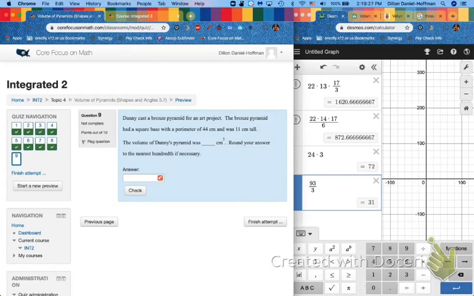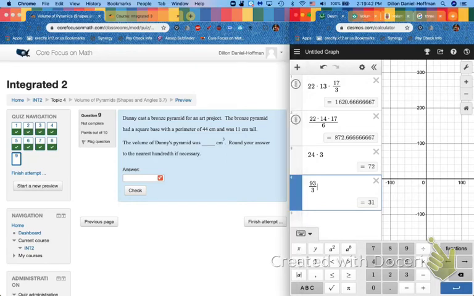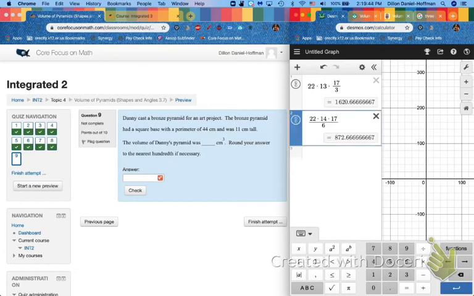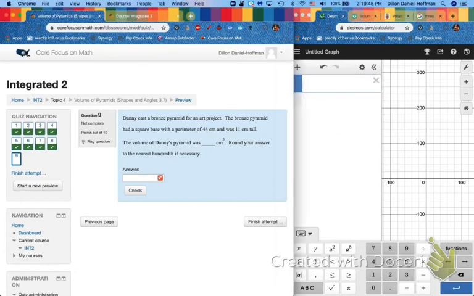He cast a bronze pyramid for an art project. The bronze pyramid had a square base with a perimeter of 44 centimeters and was 11 centimeters tall. The volume of Danny's pyramid was blank centimeters cubed. Round your answer to the nearest hundredth if necessary. Okay, this is a little complicated, at least compared to our others, which is why it's last.